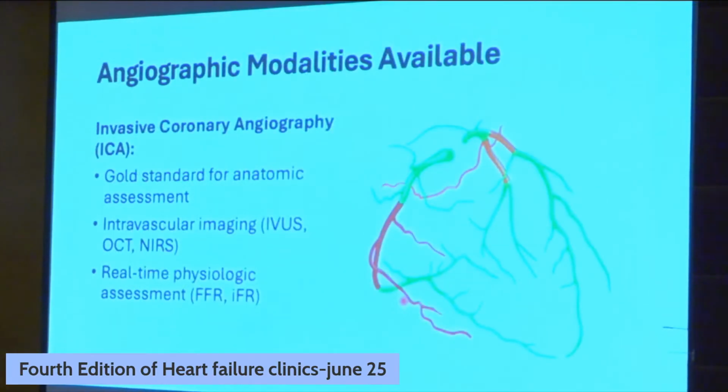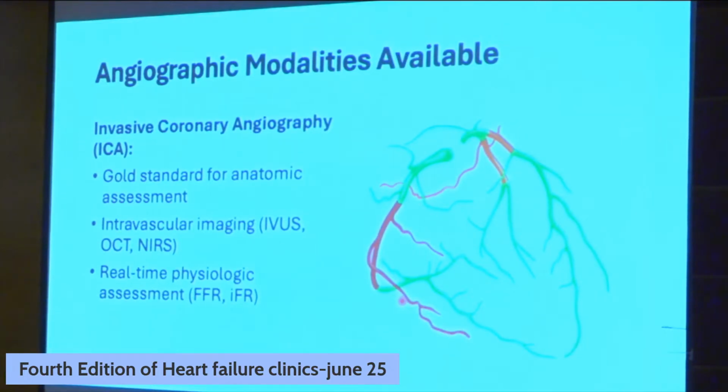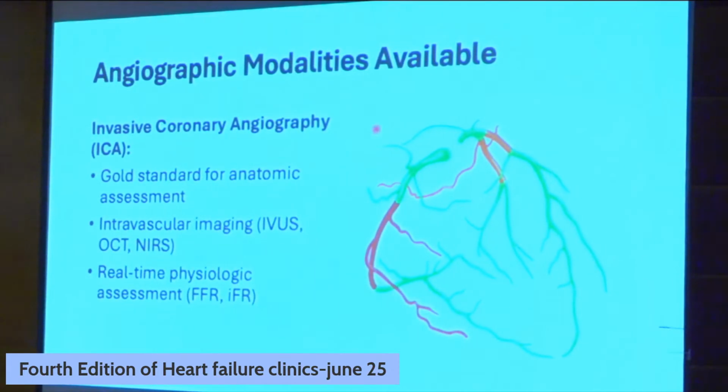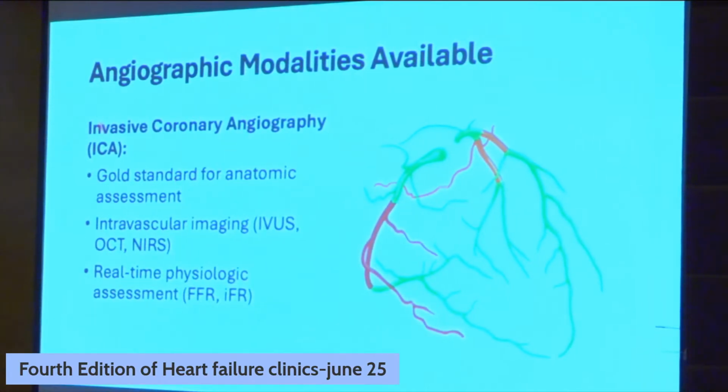Now, there are 2 ways of doing coronary angiography. We all know, one is routine invasive coronary angiography. That's what we do in the cath lab, which is the gold standard for anatomical assessment. The advantage when you do invasive coronary angiography in the cath lab is we can do associated imaging like IVUS, OCT, NIRS, and also a real-time physiology assessment. So we can do the anatomy, characterize the plaque, get much more anatomical detail, and also estimate the physiological relevance of the lesion.